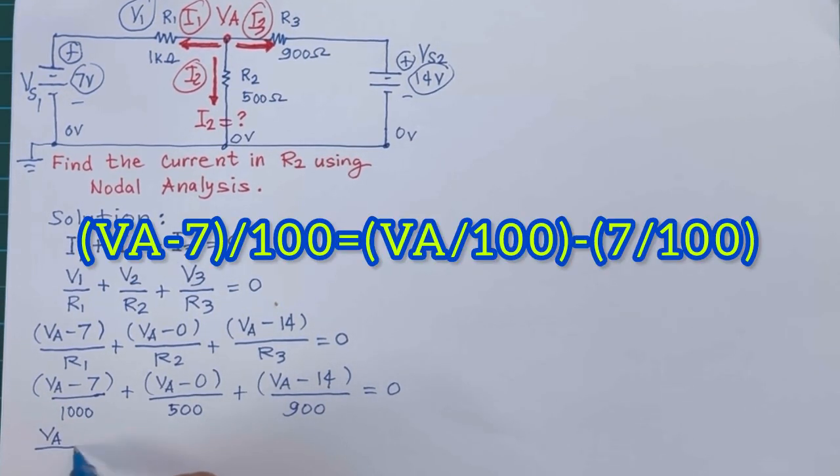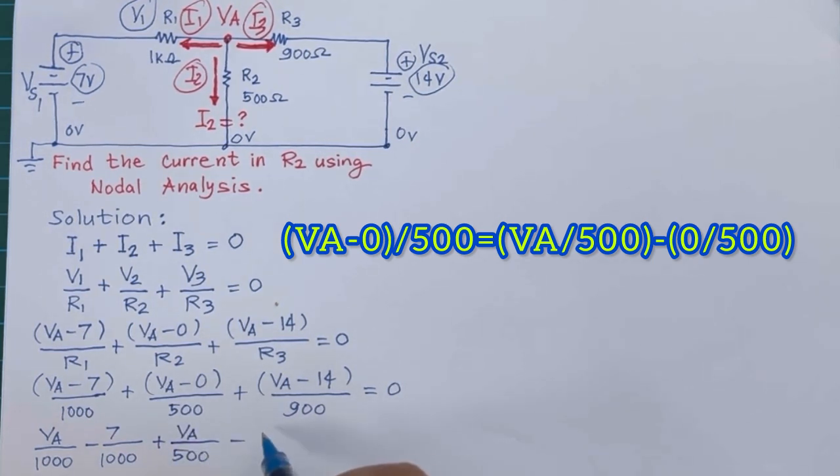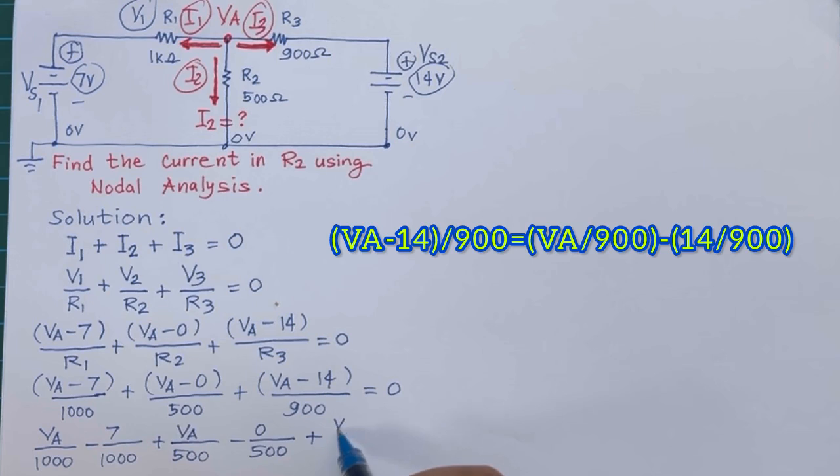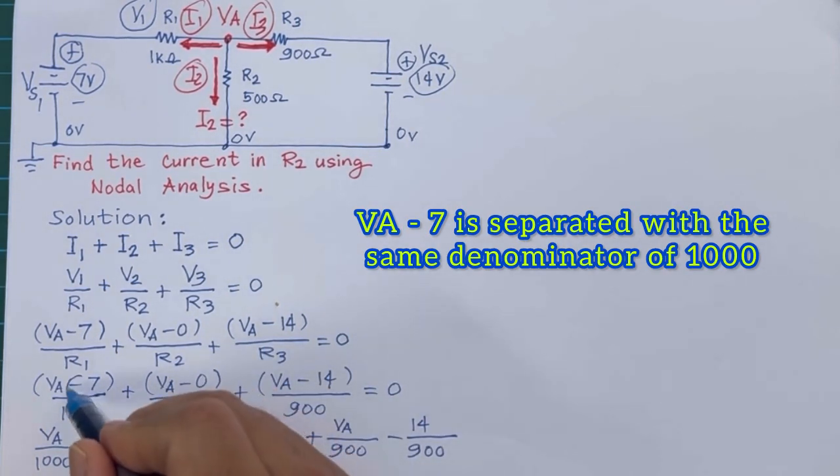And then we will separate the VA minus 7 over 1000 into VA over 1000 minus 7 over 1000. And also with the VA minus 0, let's separate them with a common denominator of 500, and the VA minus 14 will be separated also into VA over 900 and 14 over 900.